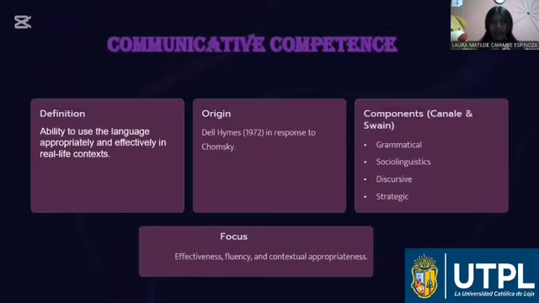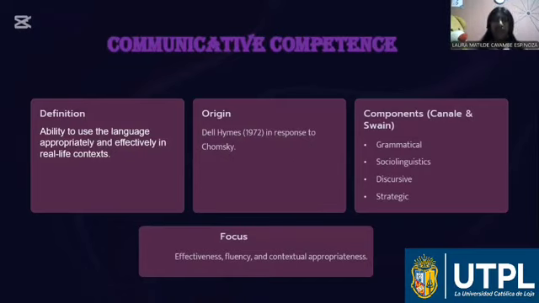The next is communicative competence. Definition. On the other hand, communicative competence is the ability to use language appropriately and effectively in different social and cultural contexts. It is not only important to know the rules, but also to know when, how, and with whom to speak. This concept was introduced by Dell Hymes in 1972.